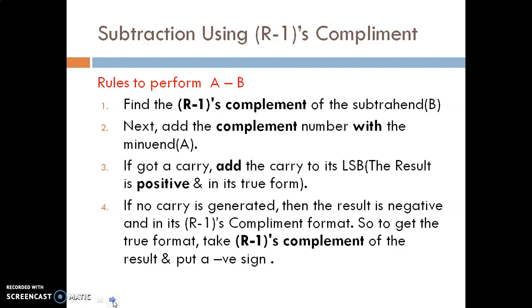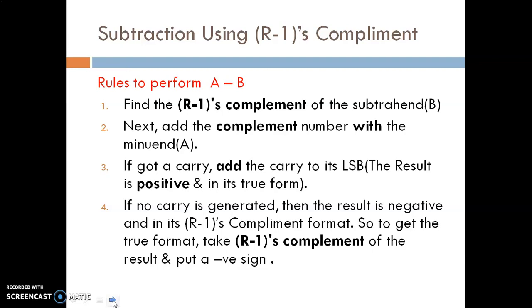Okay, so making it the general format, that is r minus 1, which means the ninth complement for the decimal number system, or the seventh complement for the octal number system, or the 15th complement for the hexadecimal number system, or if you are using a number system of base 7, then you'll be going for the sixth complement method, isn't it?